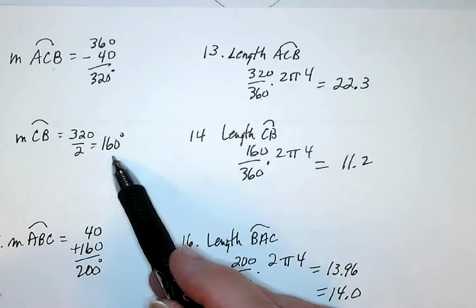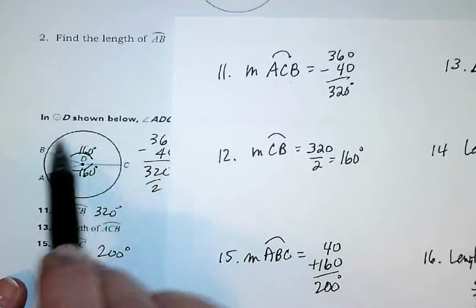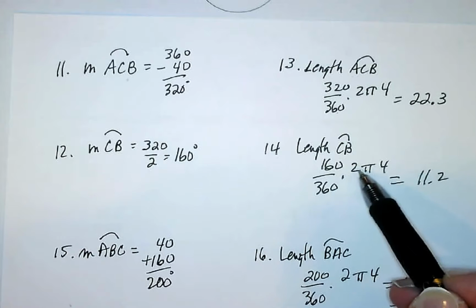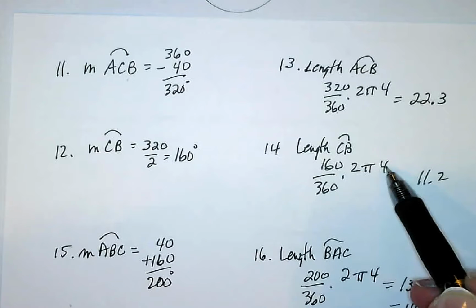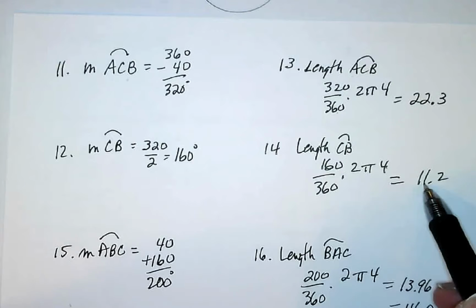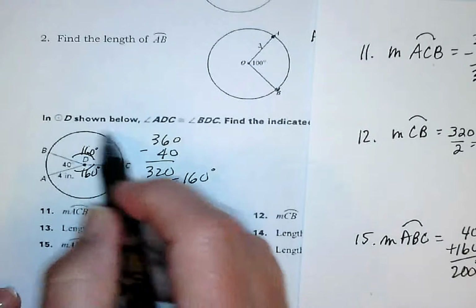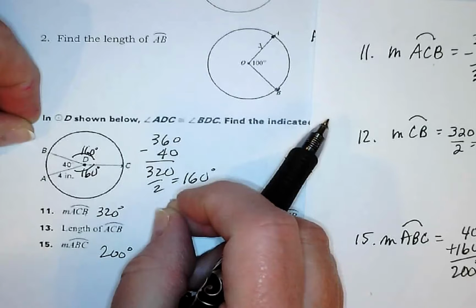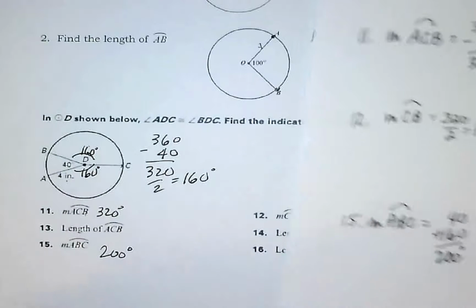We found that this arc was 160 degrees. Arc CB here was 160 degrees. So when I put that 160 out of 360 times the whole circumference, 2 pi r, 2 pi 4, and I multiply across the top, divide by 360, I get 11.2. Okay, so CB, so from here to here, if I would take those as a string and pull it tight, that would equal 11.2 inches, because this is in inches.